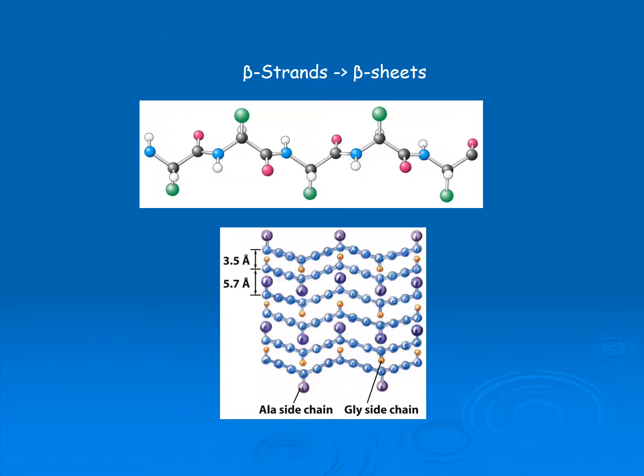This is the opposite structure, known as beta sheets. And these, like I said, look like pleated sheets. Pleated sheets. Here are the pleats.